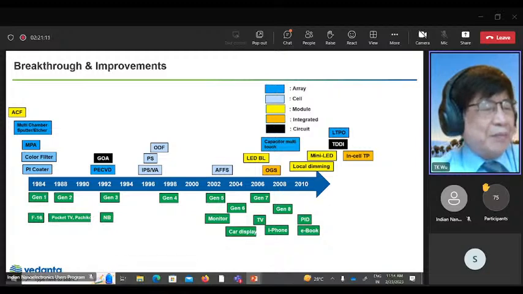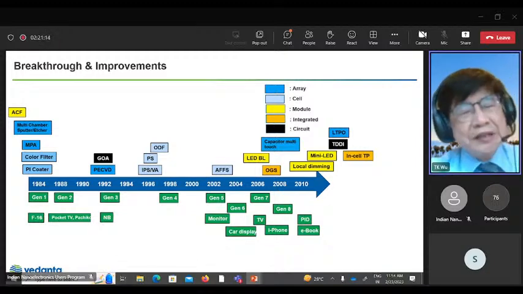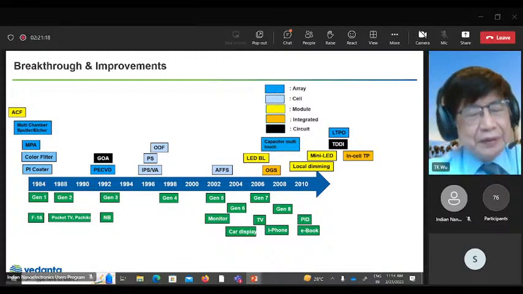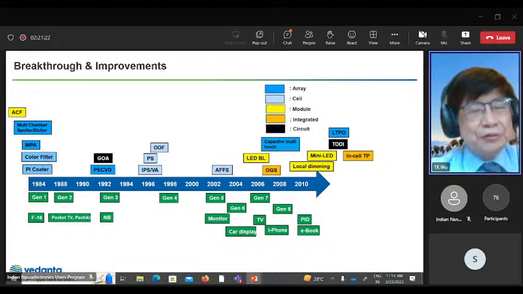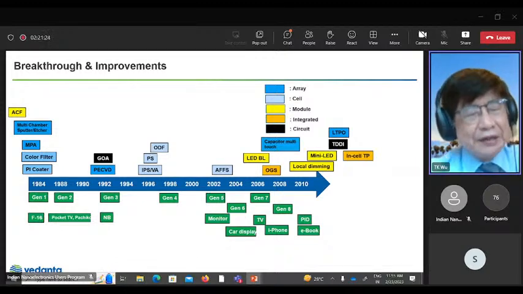AKT developed multi-chamber PECVD. After this, all of a sudden, the yield rate became much, much higher, from 60, 80 to 90, 95, okay?